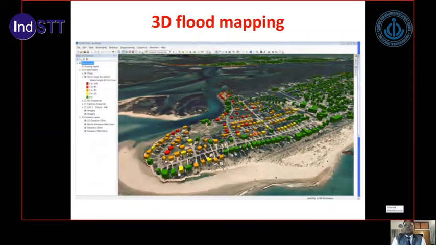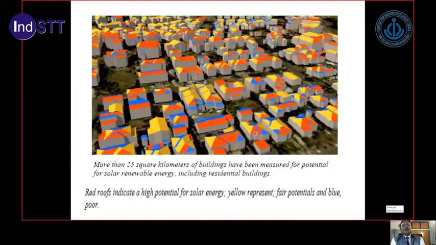Now, this is a study where people have carried out a mapping of the area, and you can see the different buildings and rooftops of the buildings with different colors. So what are the different colors indicating? These colors are indicating the potential for solar energy, because there is a lot of potential in our country to tap the solar energy and use it for some purpose. So we can use it like we use the normal energy.